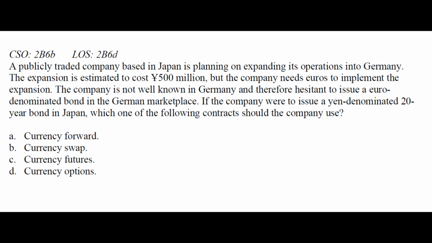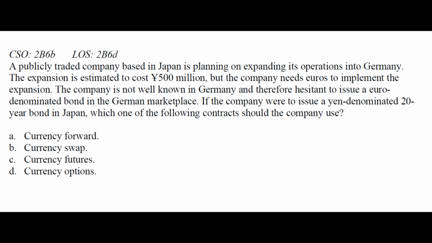A. Currency forward. Incorrect. Forward contracts typically hedge a single future exchange transaction and are not suitable for managing a 20-year stream of payments. B. Currency swap. Correct. A currency swap allows the company to exchange yen principal and interest payments for euro principal and interest payments over the life of the bond, effectively converting yen debt into euro debt. C. Currency futures. Incorrect. Currency futures are standardized exchange-traded contracts, generally used for short-term hedging, not long-term financing arrangements.